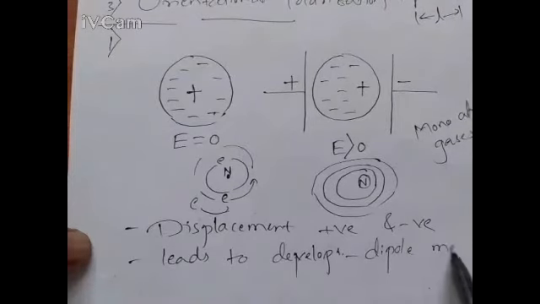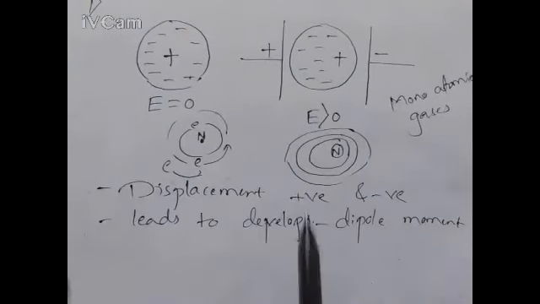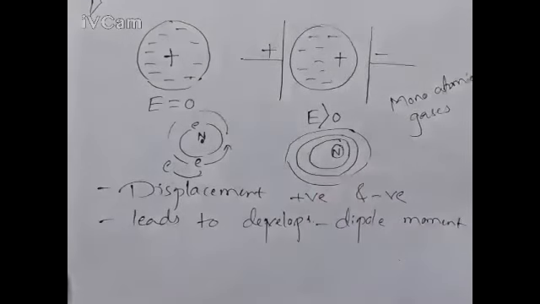Dipole moment. We have two poles now. This we can take as one pole, this we can take as another pole. Then there will be a development of the dipole moment. As we have developed the dipole moment, there is a polarization.